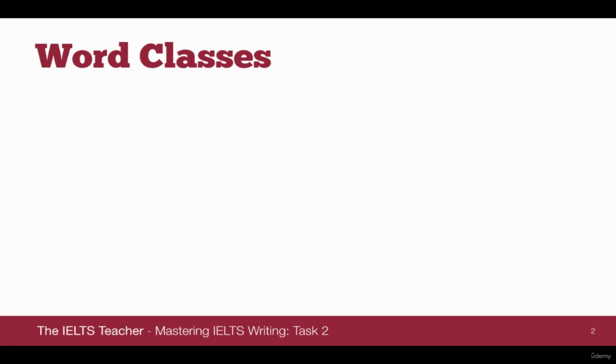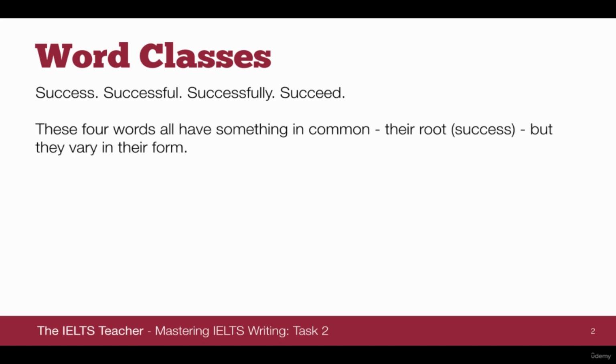So first of all, word classes. Let's look at those words again. Success, successful, successfully, succeed. What do you notice about these words? Well, hopefully you realize that each of these words has their root, which is success, in common, but they all vary in their form, in their class. So each of these words is a different class of word.